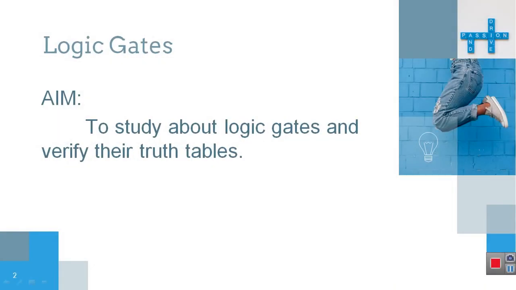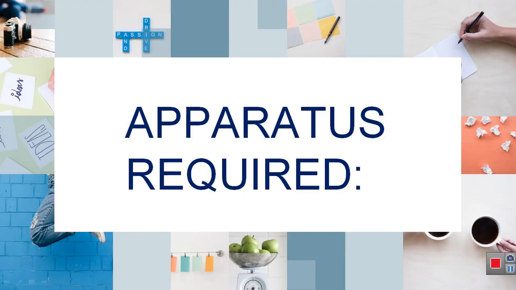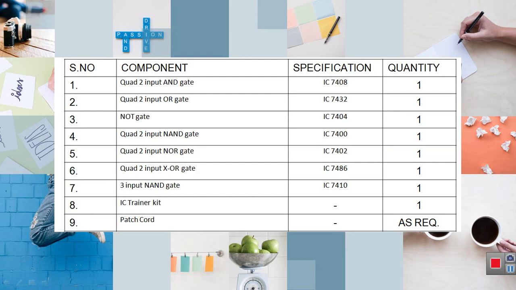Now we are going to do an experiment in logic gates, and the aim of the experiment is to study logic gates and verify their truth tables. The apparatus required for doing the experiment is shown in this table. These 9 components, their specifications, and the quantities needed are given in the table here.